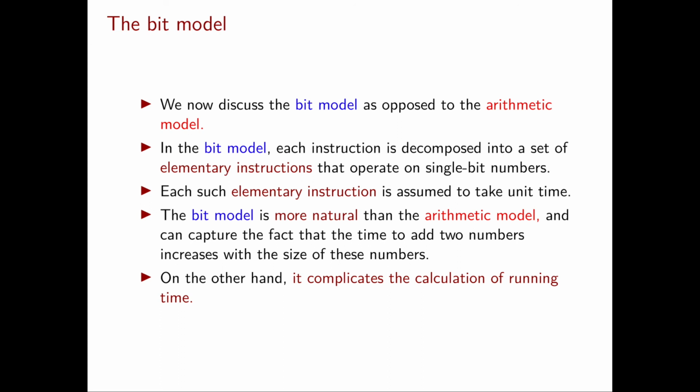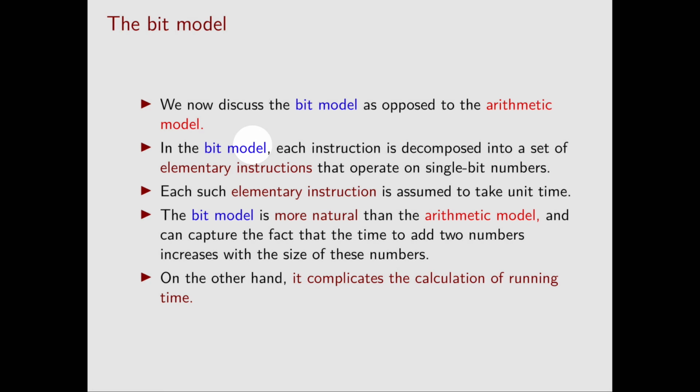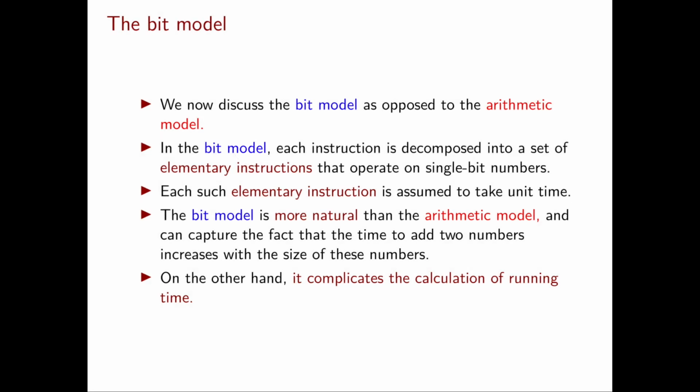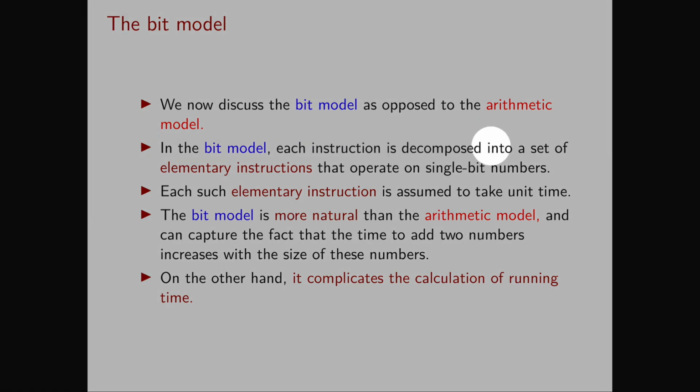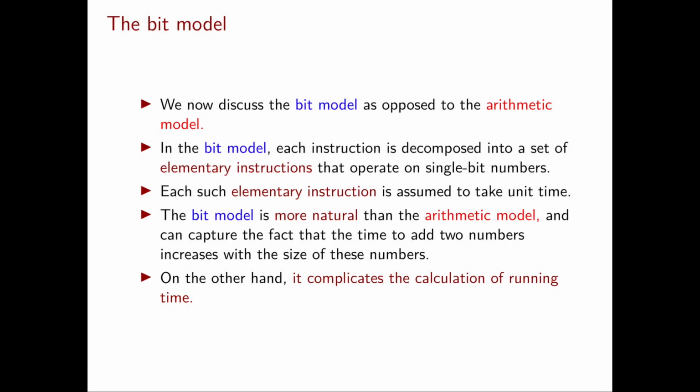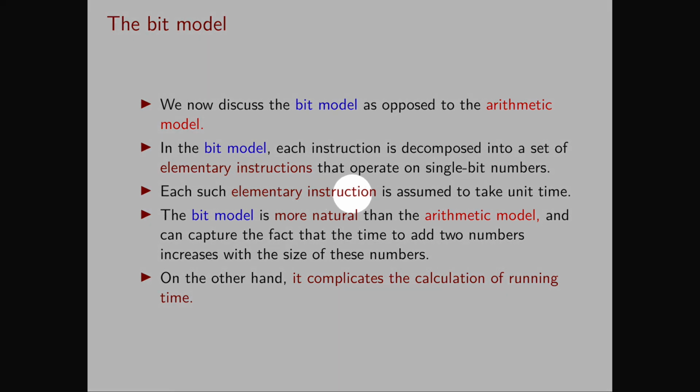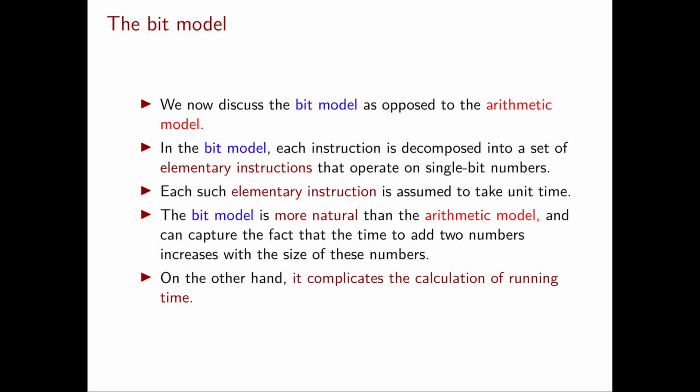The main difference between the bit model and the arithmetic model is that in the bit model, we count the number of single bit operations. So every instruction is decomposed into a set of elementary instructions that operate on single bit numbers. And every such elementary instruction is assumed to take unit time. This model is much more realistic than the arithmetic model. In fact, the bit model essentially mirrors what happens in our computers.